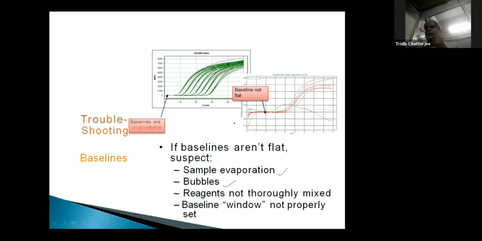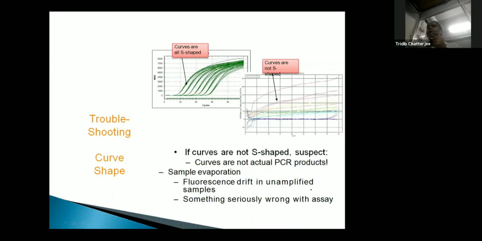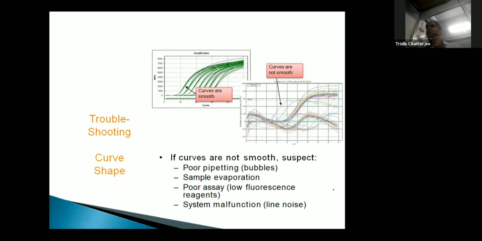Thank you. And baseline windows may not be properly set. Next, the dilution series: if the dilutions are properly made, it should look like this. If something is stretched out or squeezed, then it is not proper. Next, the typical S-shaped curve is not maintained. It should be like this, but if the curve is like this, it can be a fluorescence drift of unamplified product or something seriously wrong with the experiment.